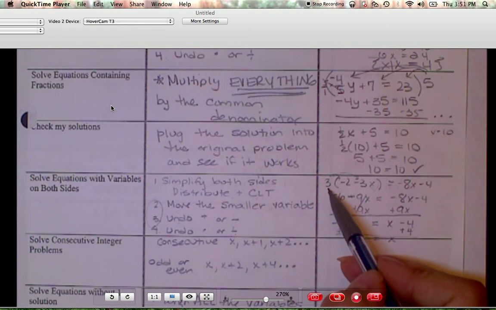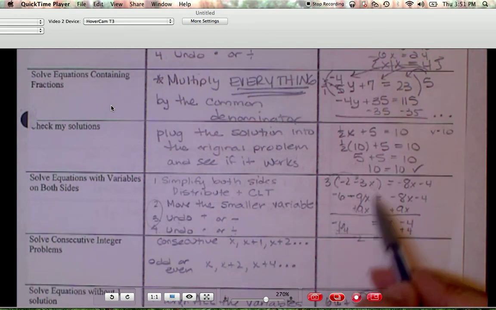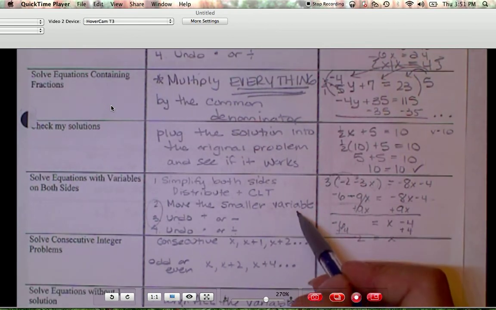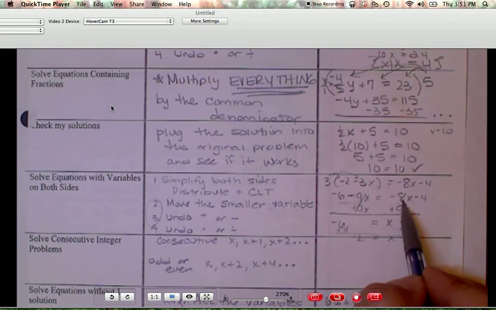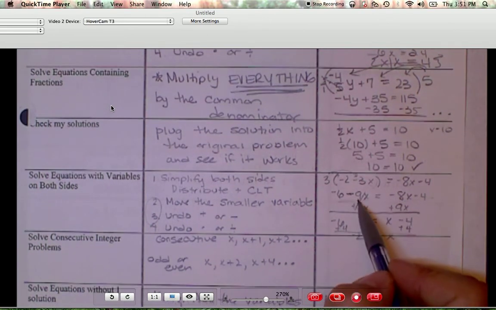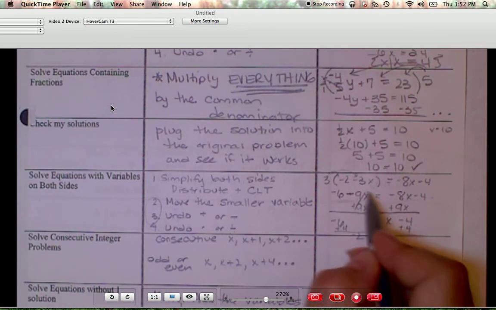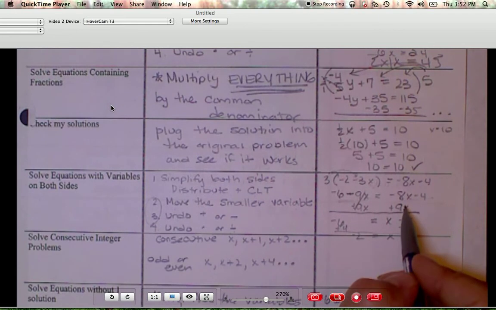We're going to distribute the 3 to get negative 6, and here to get negative 9x. So we distributed. You can't combine any like terms on the left side or the right side. Then we want to move the smaller variable. If this is negative 9x and this is negative 8x, the negative 9x is actually smaller. So we add 9x to both sides. These drop out. We get negative 6 equals negative 8x plus 9x is x minus 4.